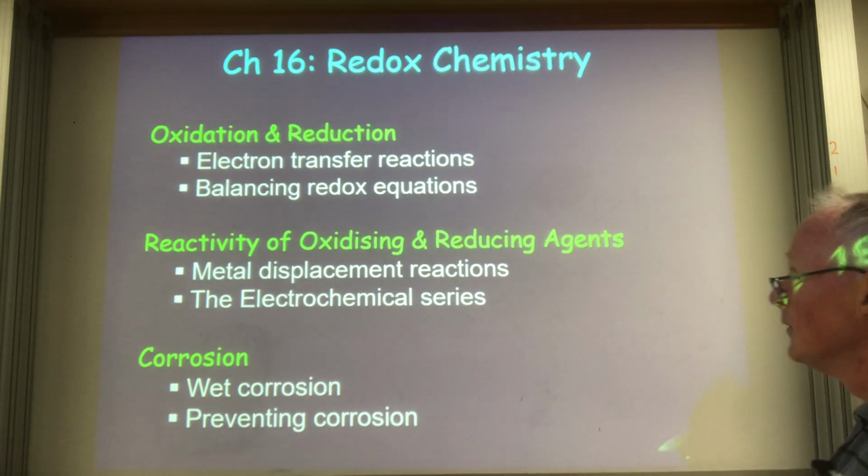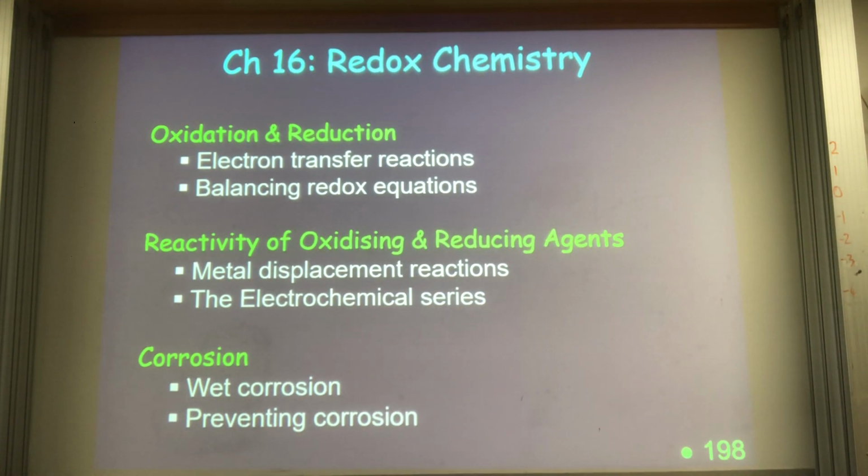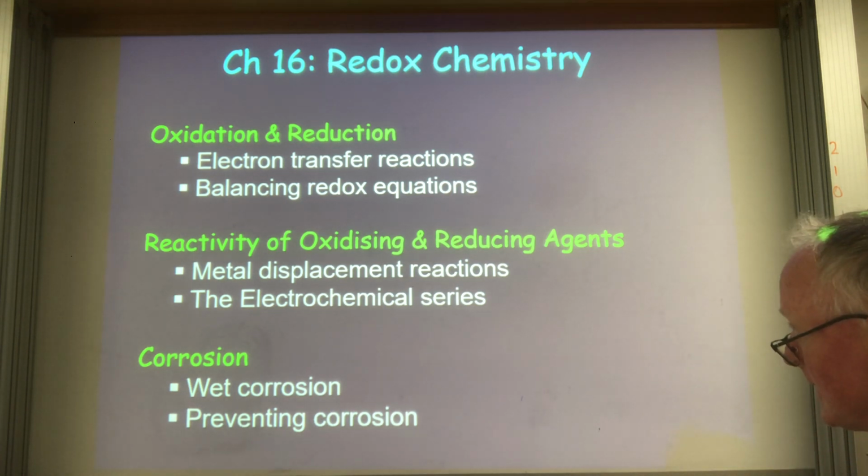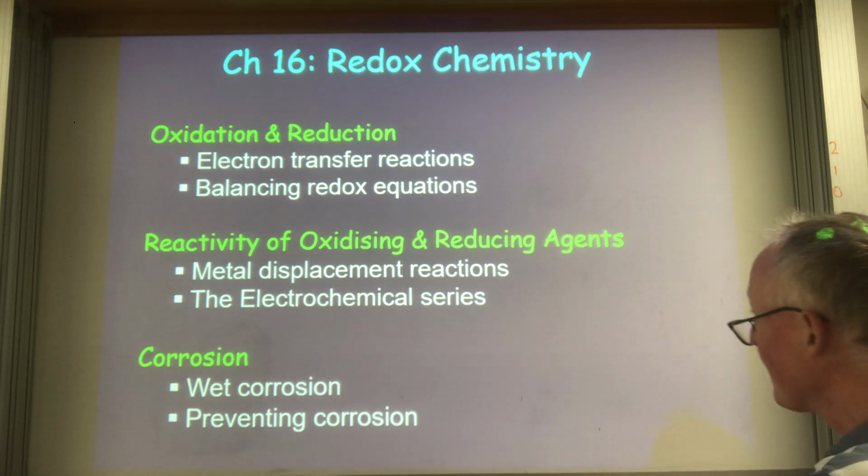Chapter 16, redox chemistry. Now, the major thing we need to get done here is going to be balancing redox equations.